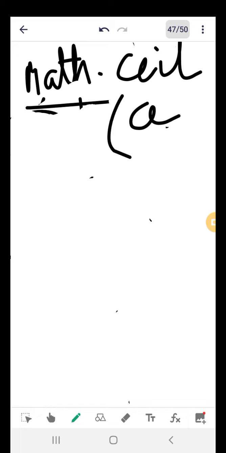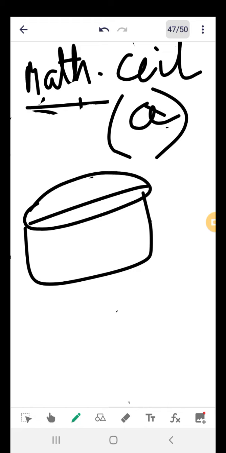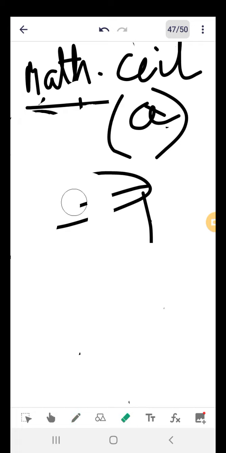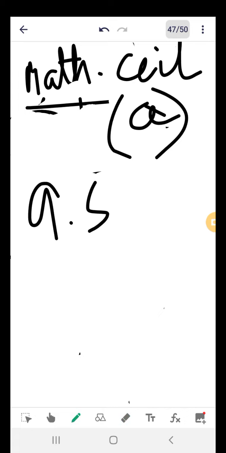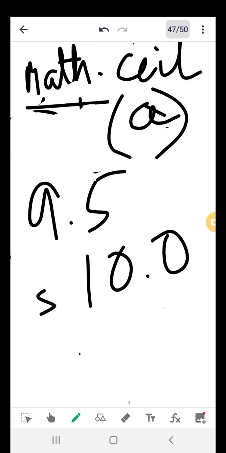Seal means ceiling. If there is a room, ceiling means up. So it will take the value up. Okay, it will take it up. So now for example, if 9.5 is there, the answer will be 10.0. It will take it up, right?